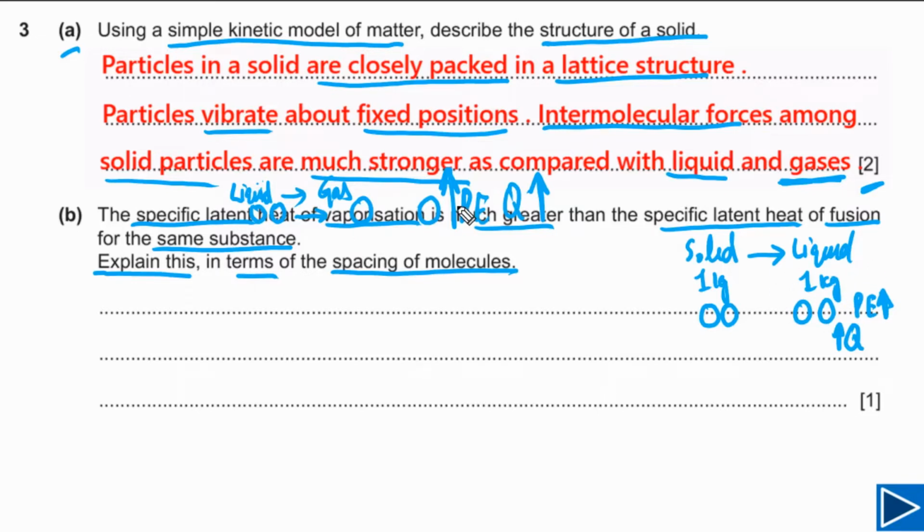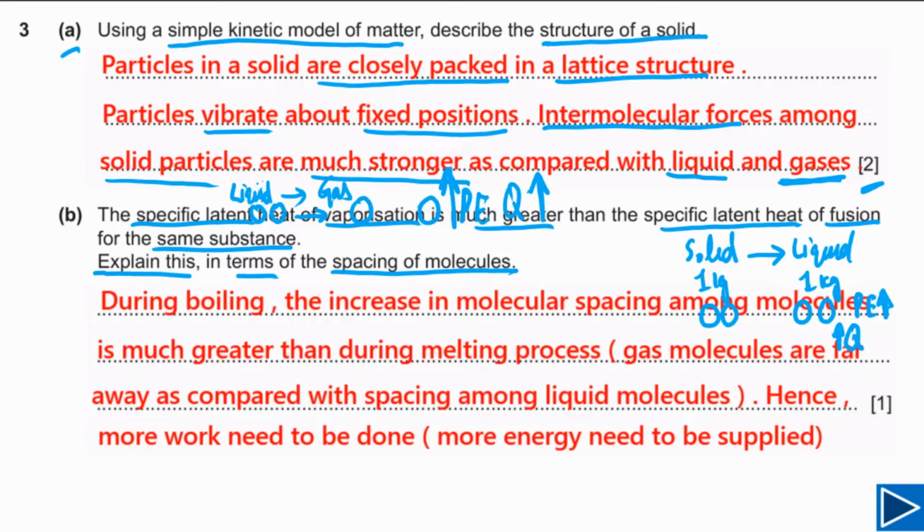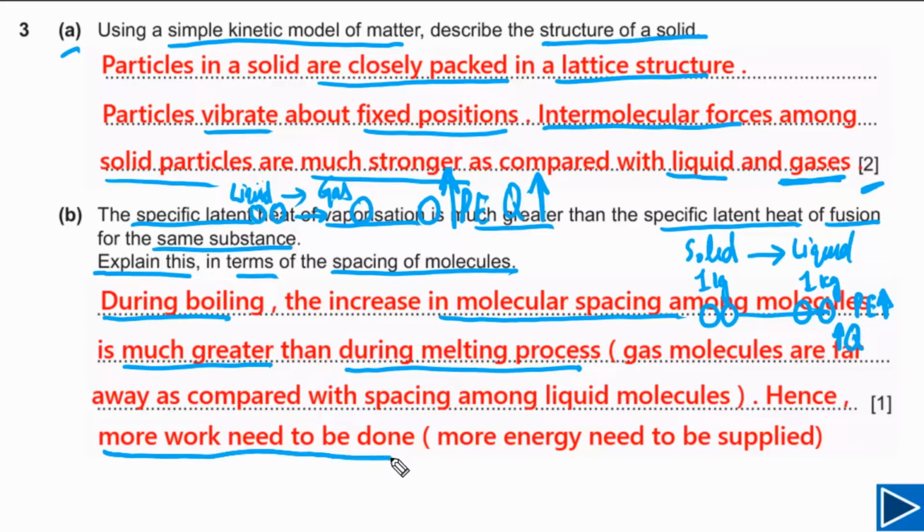So let me explain to you how you can write down your answer. This is how you can write down your final answer. You can see during the boiling process, means during vaporization, increase in molecular spacing among molecules is much greater than during the melting process. So that's the reason more work needs to be done, or more energy needs to be supplied when the liquid is changing into gas. So this is how you can answer. If you write down this point, you will get 1 mark, and that is B mark, meaning it has to be in your answer.